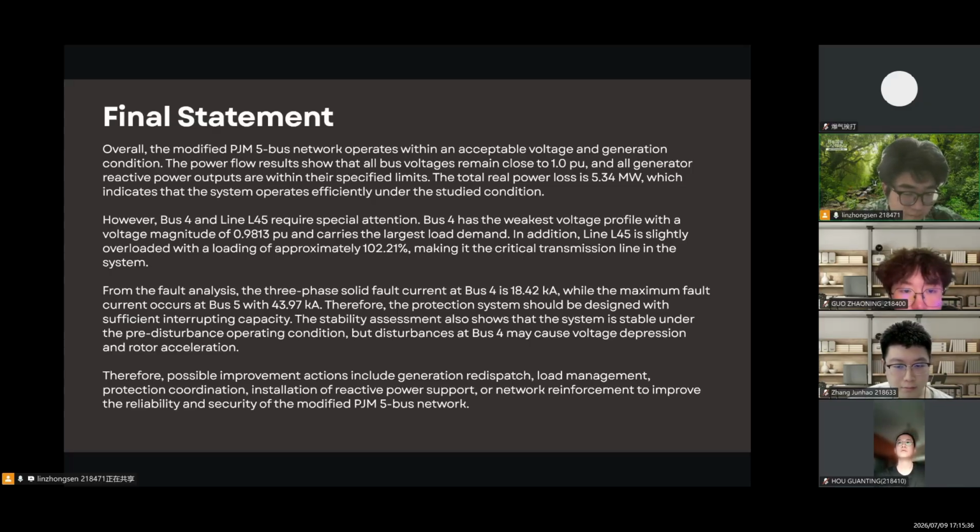Therefore, possible improvement actions include generation redispatch, load management, reactive power support, protection coordination, and network reinforcement. These actions can improve the reliability and security of the modified PJM 5-bus network.